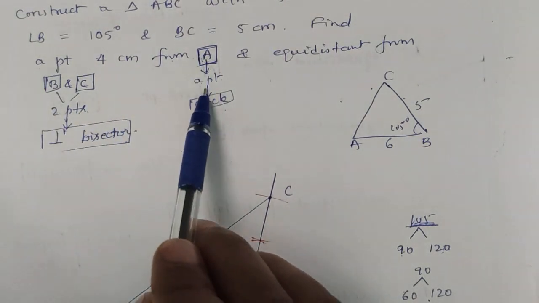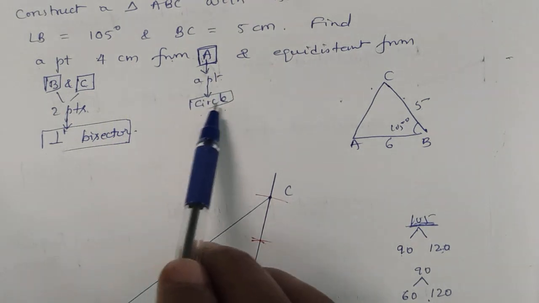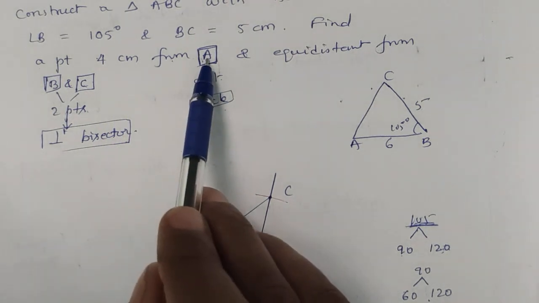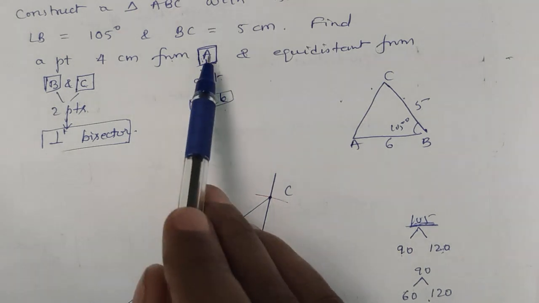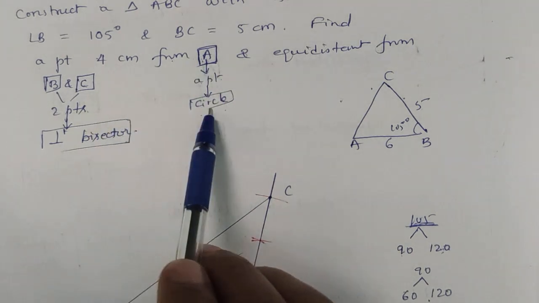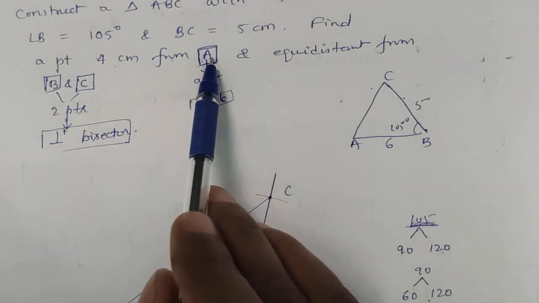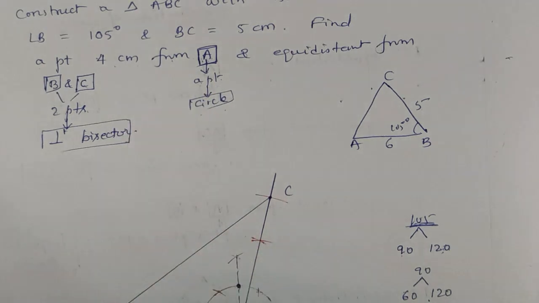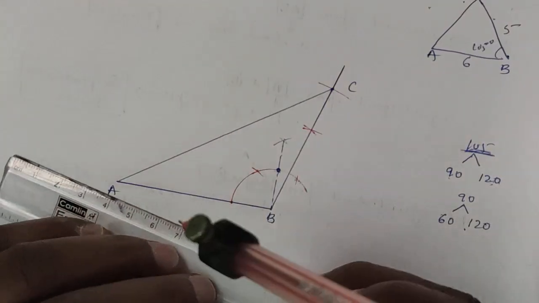We know that A is a point. For a point, the required locus is always a circle. So we have to construct a circle. Now how much? 4 centimeter circle. 4 centimeter from A means 4 centimeter circle. We'll take 4 centimeter in the compass.